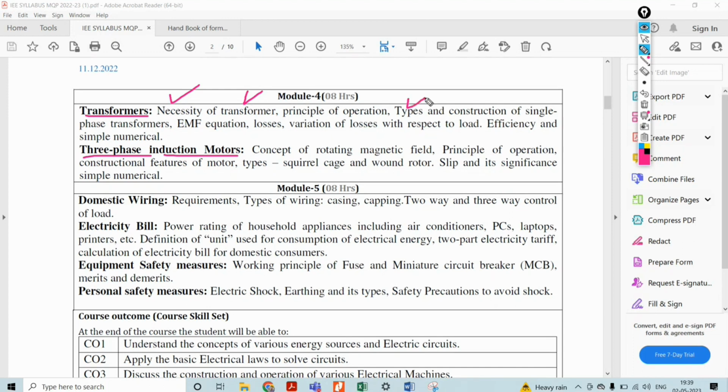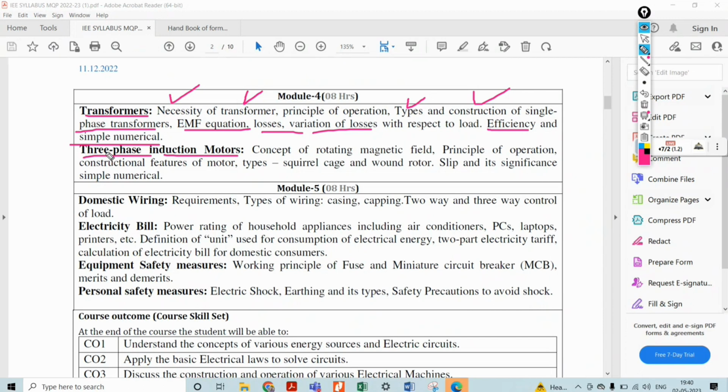Then types of transformer, that is the shell type and core type, corresponding to the construction of the single phase transformer. Then the EMF equation, losses in the transformer, and the variation of the losses with respect to the load. Then efficiency, that is the output power to the input power. Based on that efficiency, you need to concentrate on the numerical. Okay, this is mandatory, you need to remember.